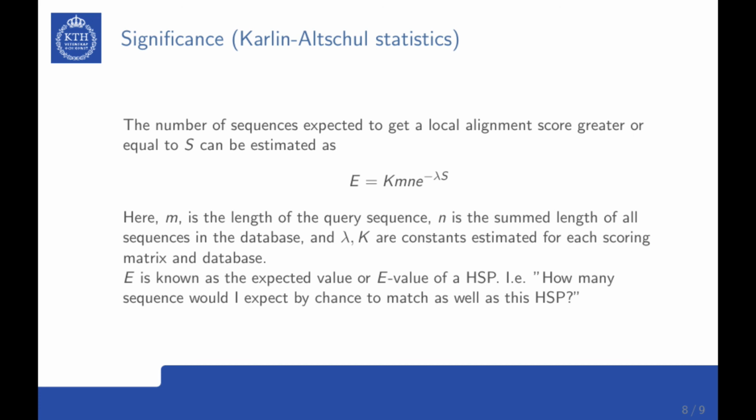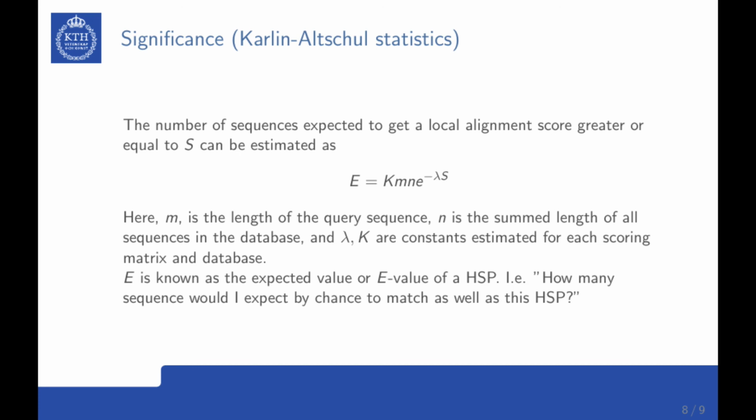This value E is known as the expected value, or sometimes the E value of an HSP. It's equivalent to how many sequences I would expect by chance to match as well as this HSP does. An E value of 100 would mean that 100 sequences in this database would give us as good a score as this particular one, even by random chance, just by random matching. So this is probably not a good match.